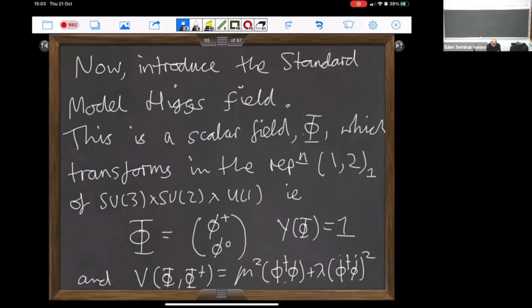So in other words, the Higgs field of the standard model is actually 4 real degrees of freedom, because you've got the 2 components of the doublet, which I'm calling phi plus and phi 0. And phi plus and phi 0 themselves are complex fields. So it's 4 in total.